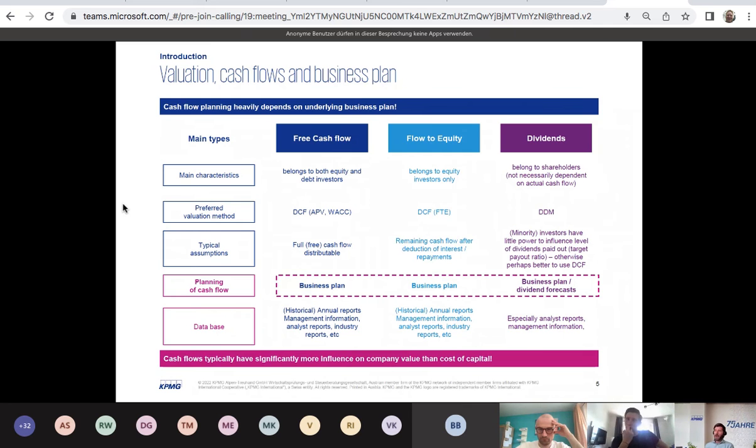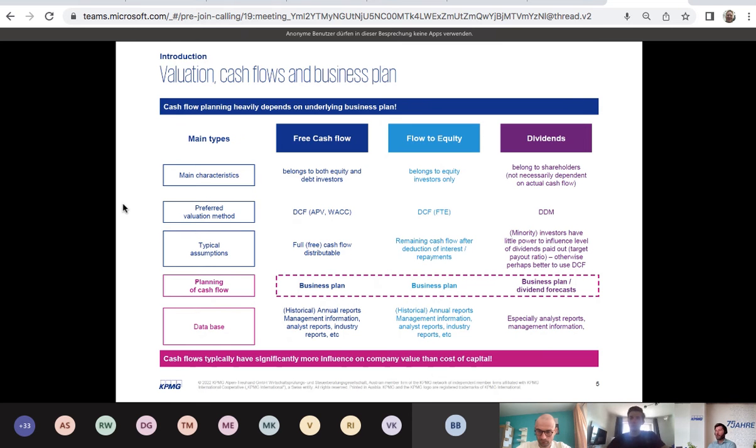If you want to directly estimate the equity value of the company, you could, for example, also use flows to equity. Flows to equity only belong to equity investors. The big difference is therefore that you would deduct any flows to debt from the free cash flow. So that's basically just the remaining cash flow if you deduct flows to debt from the free cash flow. And for that, you would typically also depend on a business plan.